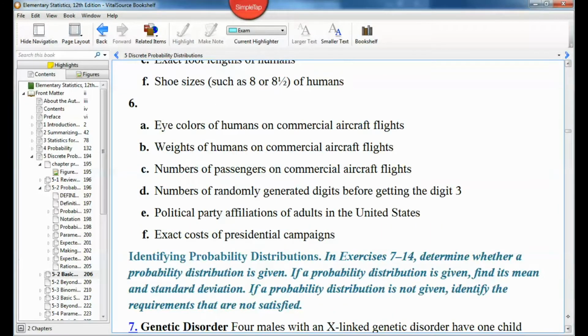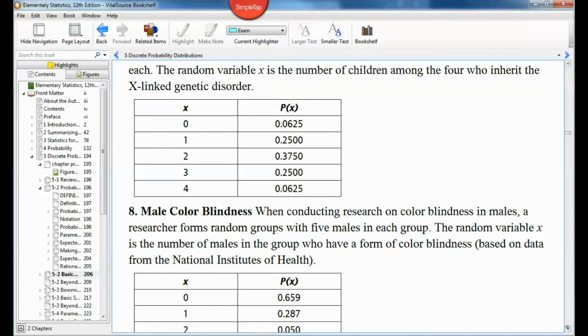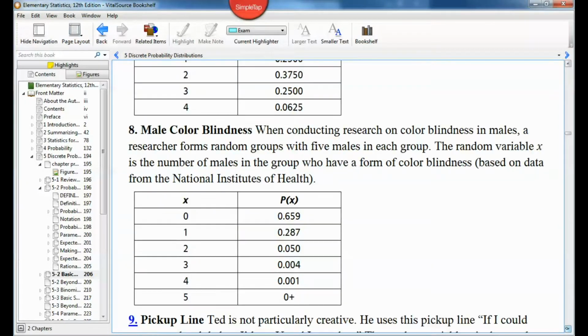All right. So let's look at this chart here. First, I want to know, does this chart represent a probability distribution?